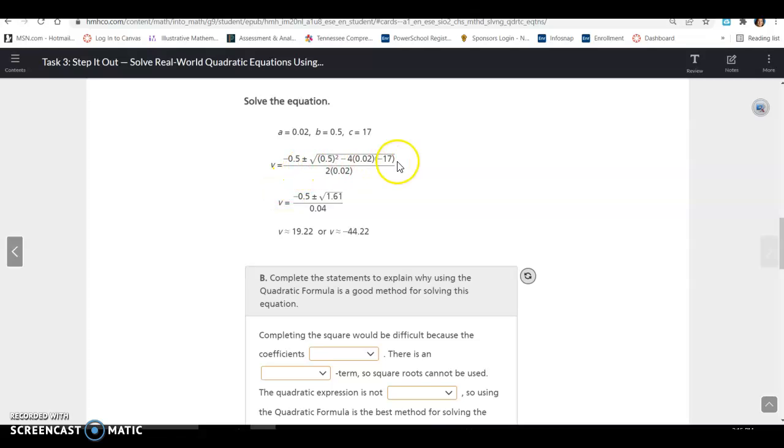So they simplified the discriminant first. And then once you do that, then you just simplify. It looks like they've plugged it in and found an approximate number here. So we've got V is approximately 19.22 or approximately negative 44.22.